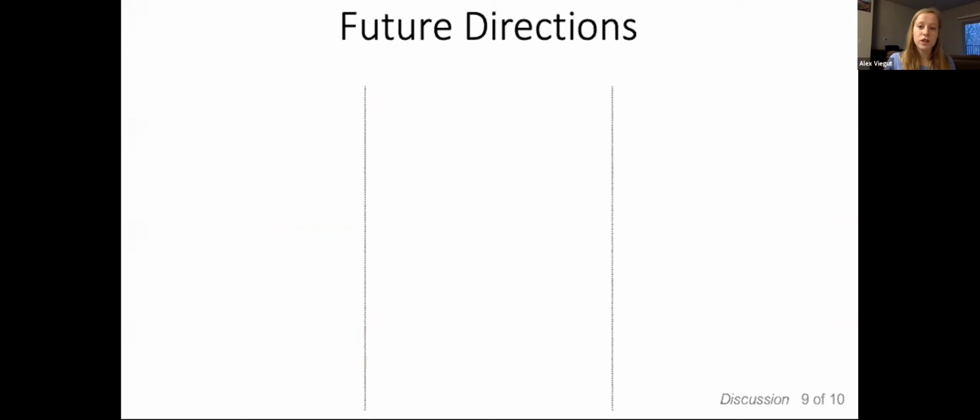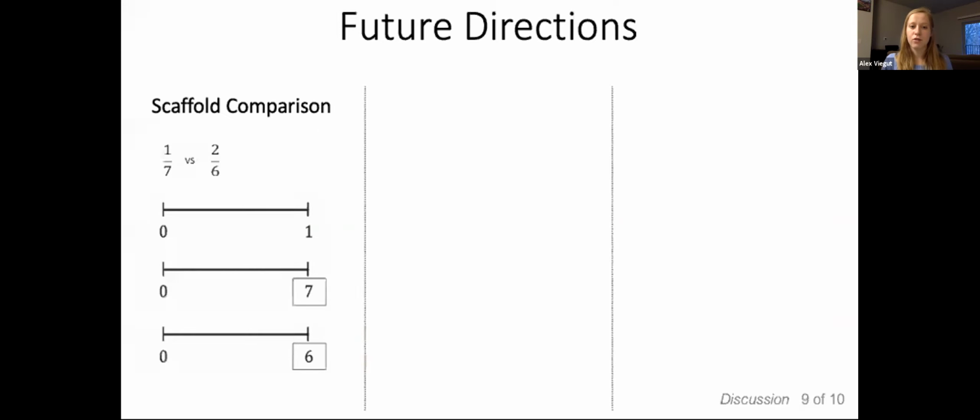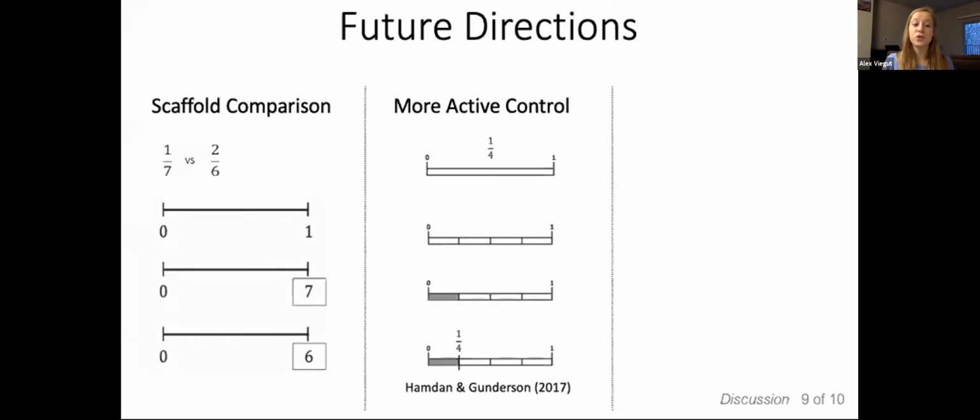So for future directions for this work, as I mentioned, I want to scaffold comparison directly and show kids that they can compare fractions by placing both fractions on a number line and then comparing them. I also want to compare it to something like what Jing was talking about, a more traditional partitioning intervention. A more active control, I think, would be really interesting to see what each of these different interventions helps children with or doesn't.